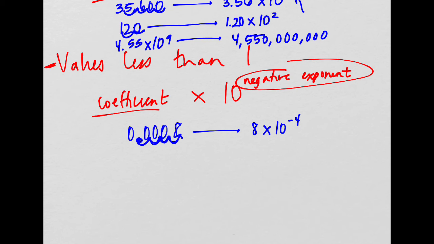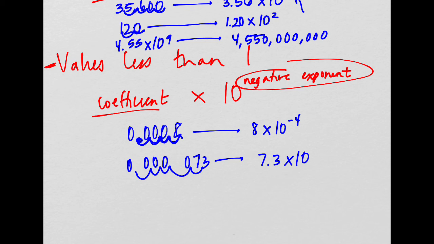All right? And let's do one more example. We have 0.000073. All right, how would I write this in scientific notation? I would move this over 1, 2, 3, 4, 5. We have 7.3 times 10 to the negative 5 or the positive 5. Well, this is less than 1. Therefore, it would be times 10 to the negative 5.